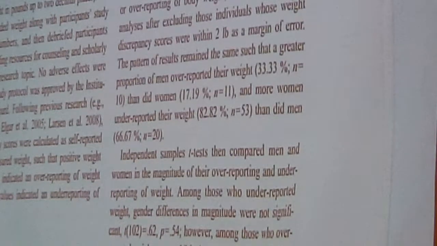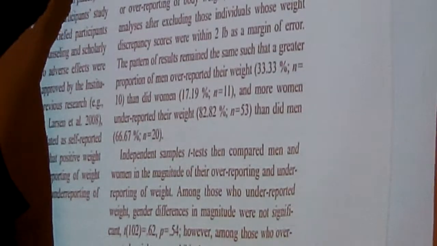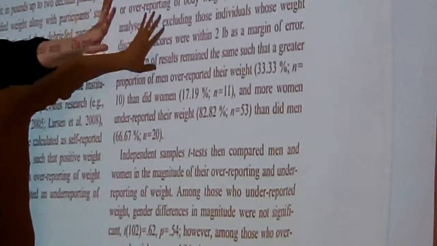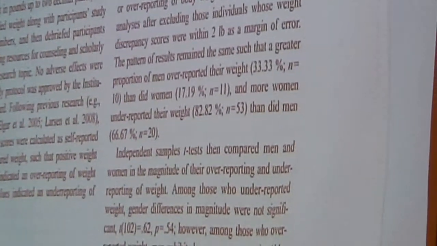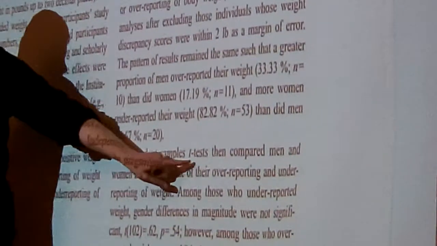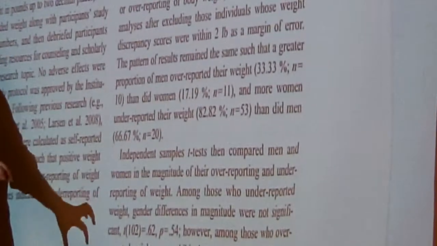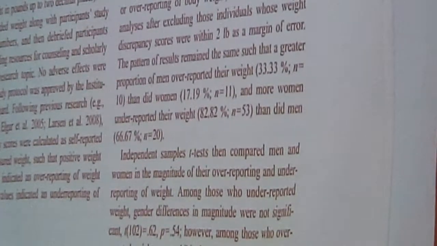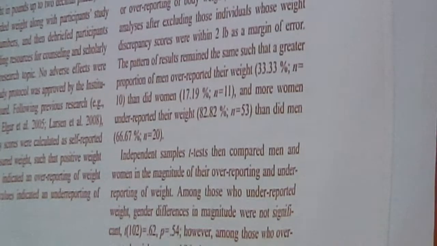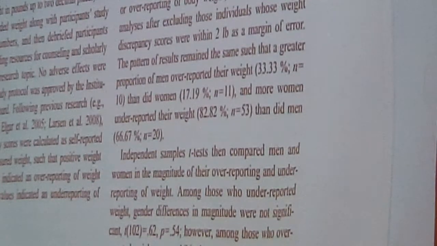Okay. So what's the critical point here? The point is that I just want you to look through here and see that all these different numbers are being calculated just to get to this test. Just to come to that test. So when we say independent samples t-test, they compared men and women in the magnitude of their over-reporting and under-reporting of weight. So we look at men and women and how much they over-report, men and women, how much they under-report. We're doing independent samples tests now because we're comparing men and women over-reporting, men and women under-reporting.